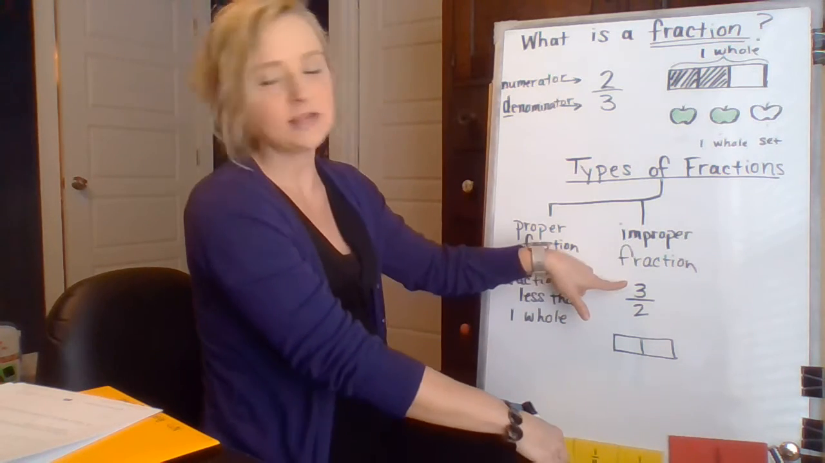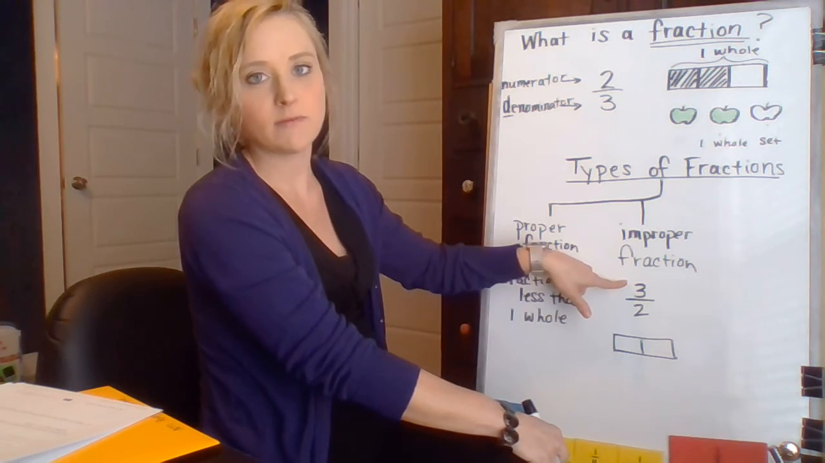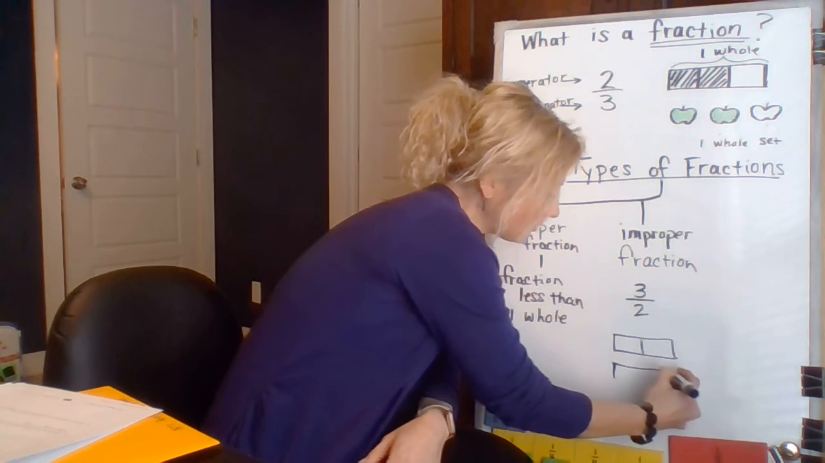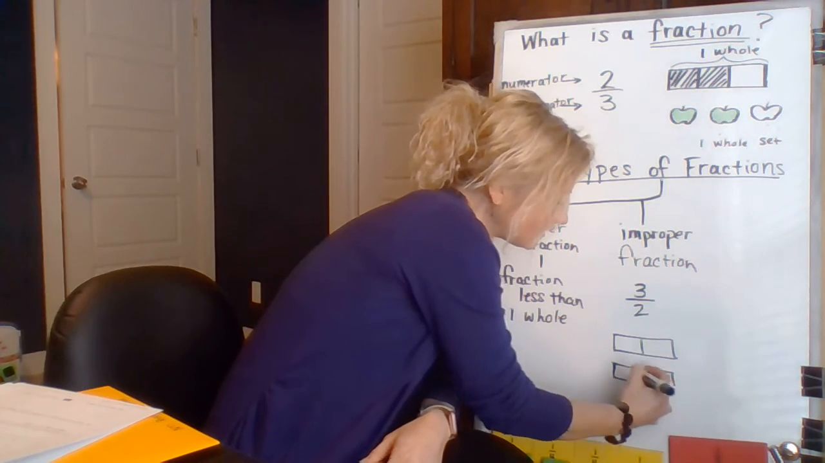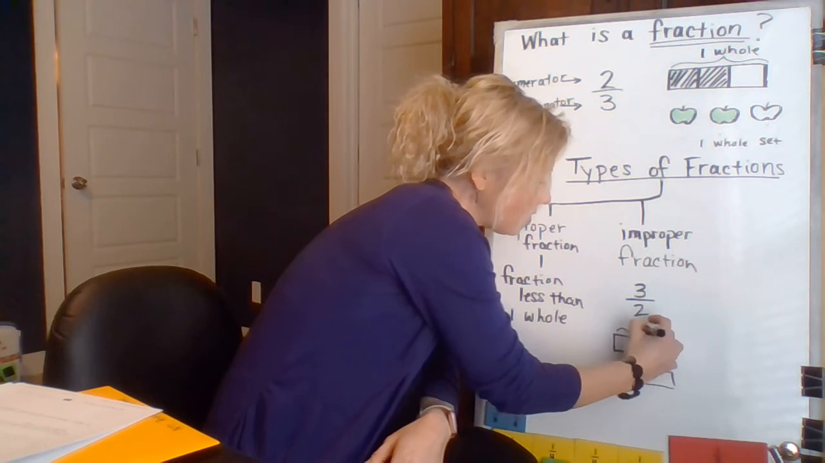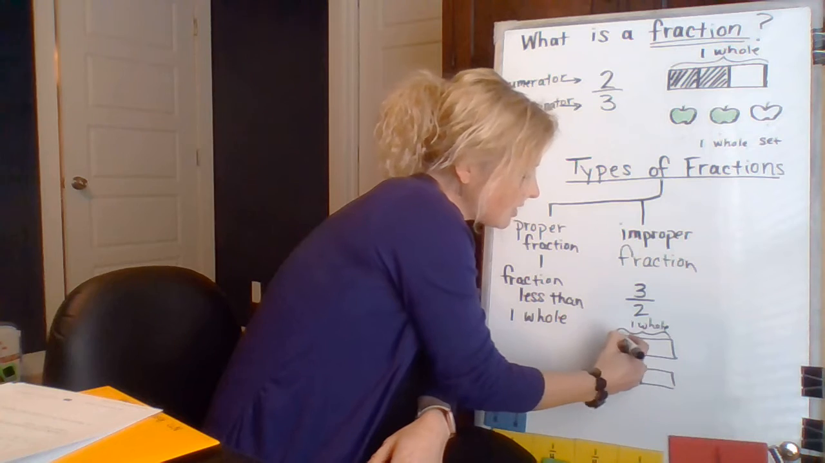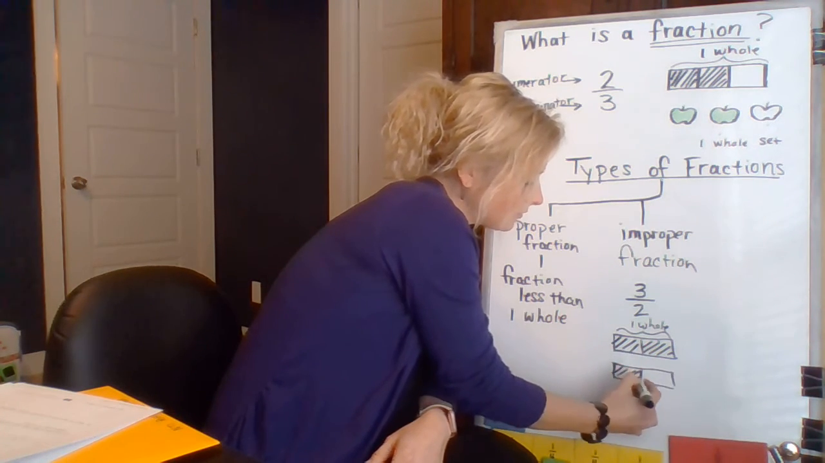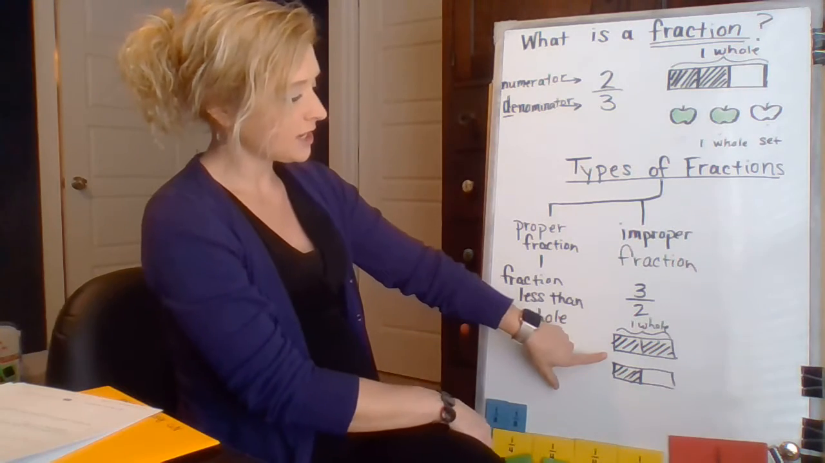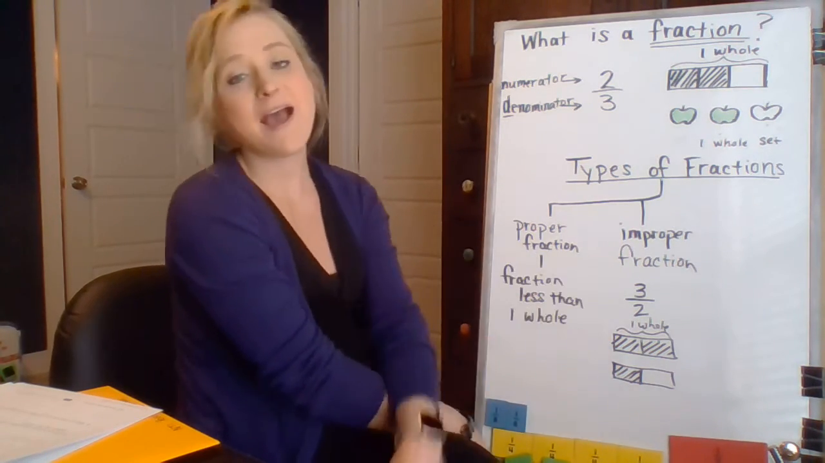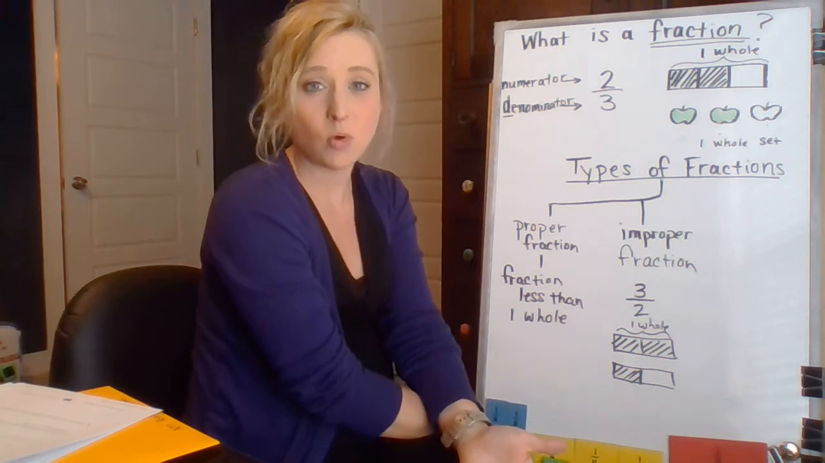But I need to shade in 3 of them. I need to identify 3 of them. Well, that means I'm going to have to draw a whole nother whole. Give that as a reference, 1 whole, and I shade in 3 out of 2 equal parts. So I'm going to end up with 1 whole and a half. So 3 halves is actually greater than 1.